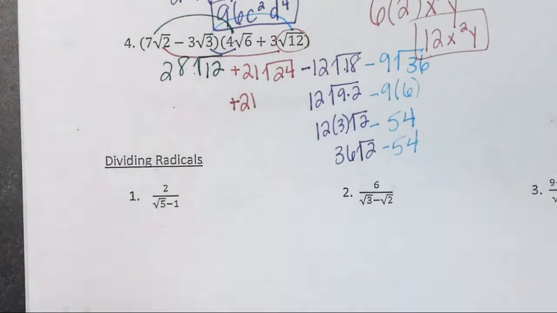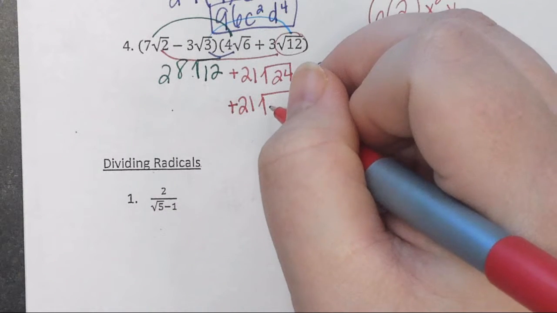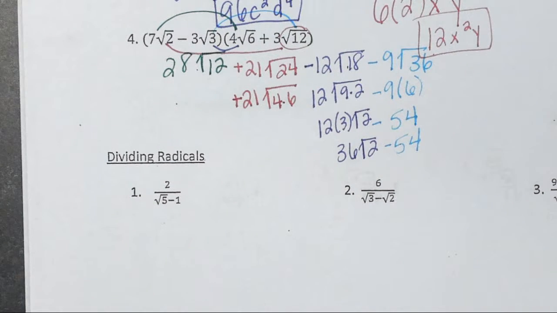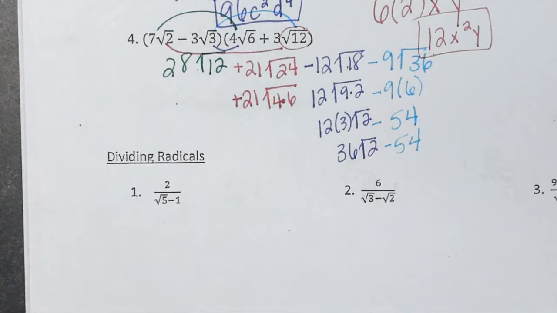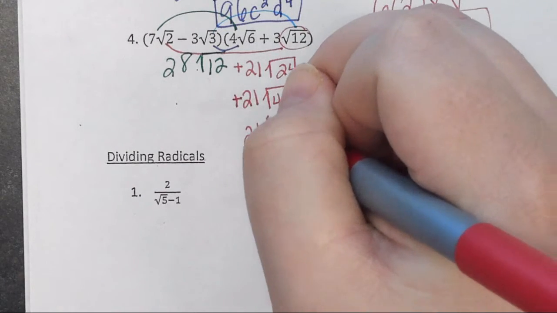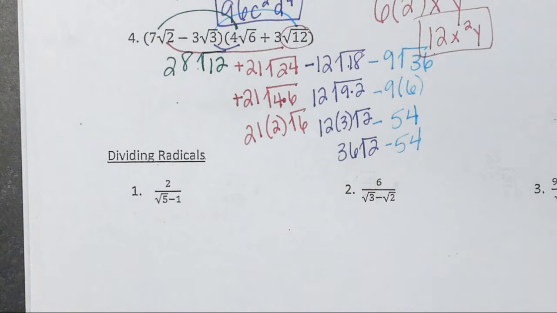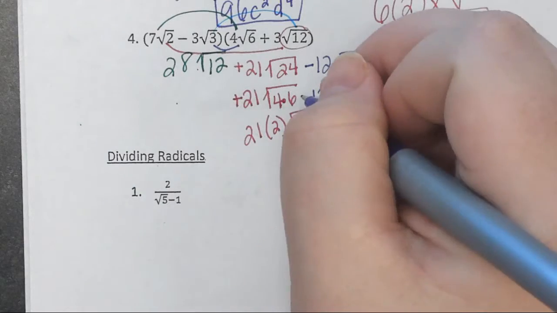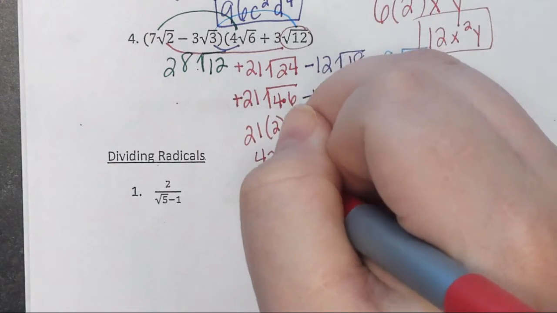Okay, 24 is what times what? 6 and 4 would work. Yeah, but neither of those are perfect squares. You've got to have a perfect square. It's got to be the 4 and 6. I know the square root of 4, it's 2. 21 times 2 is, and I'm dropping my minus sign. I need to get unlazy. Thank you. 42 square roots of 6.